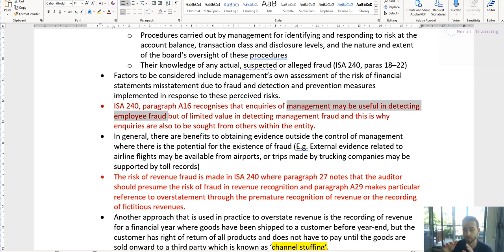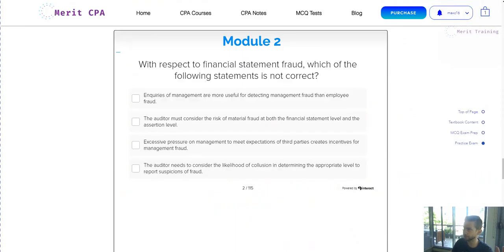So it's a good way to look for fraud in the lower levels of the company, but it's not good for identifying fraud within management. And therefore, that's why it's important to look outside of the organization to substantiate what management is saying, and also just check for fraud at that level as well. So let's see if any of that helps with our possible answers here.